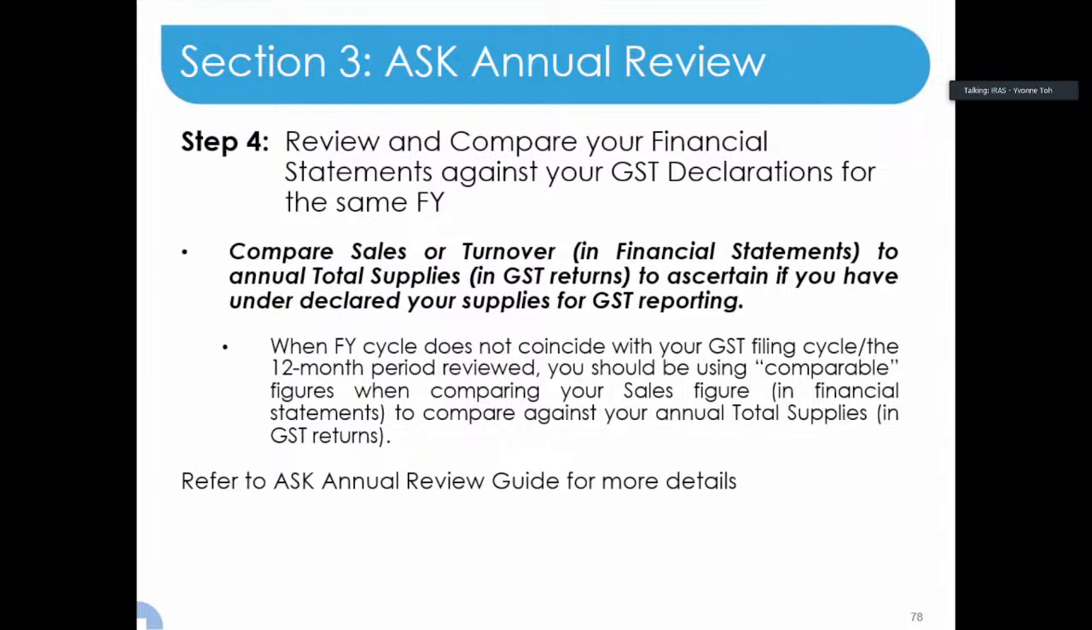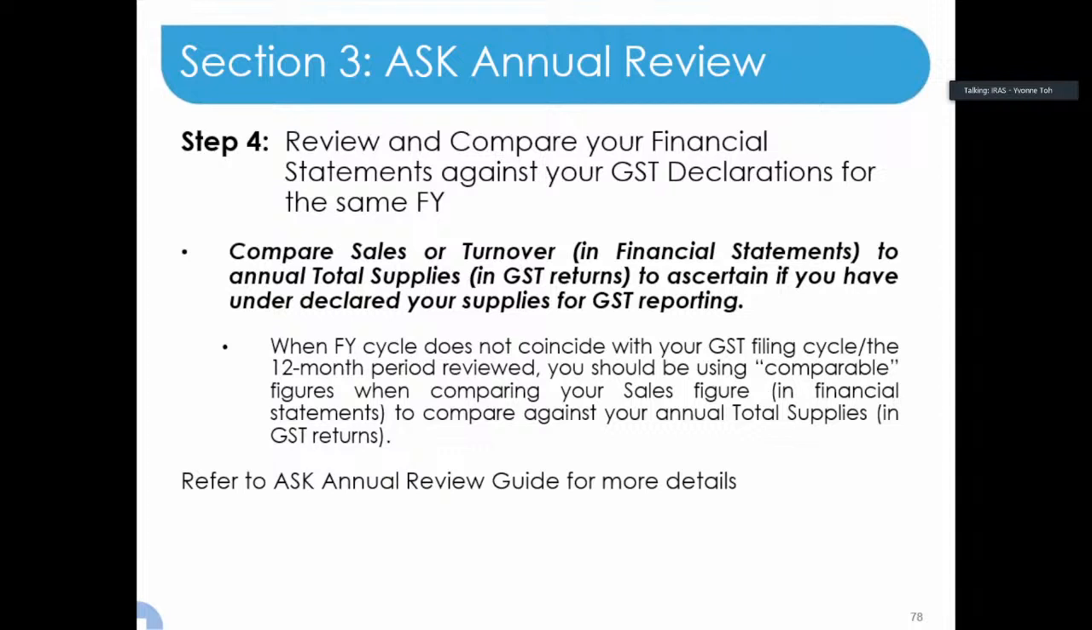So in this step, you compare your sales or turnover reported in your financial statement to the annual total supplies reported for GST to see if you have underreported your taxable supplies. Unless there's a reason for the difference, you will need to quantify any understatement.